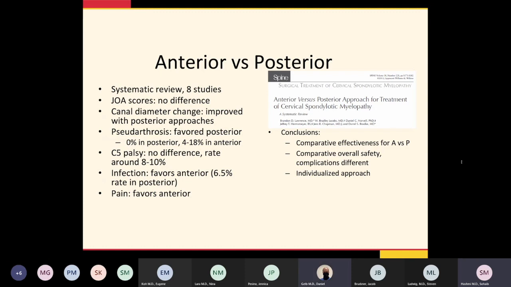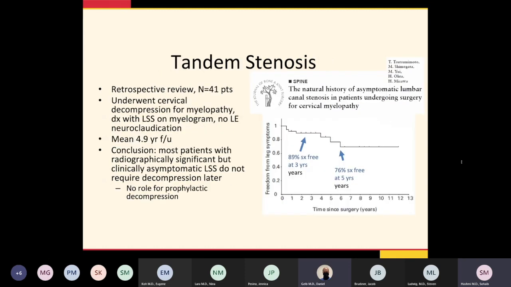So although a lot of these factors are known risks and benefits to both anterior and posteriorly based cervical surgery, really at the end of the review, they found individualized approach is the most important when you're choosing which surgical management you should provide to the patient.